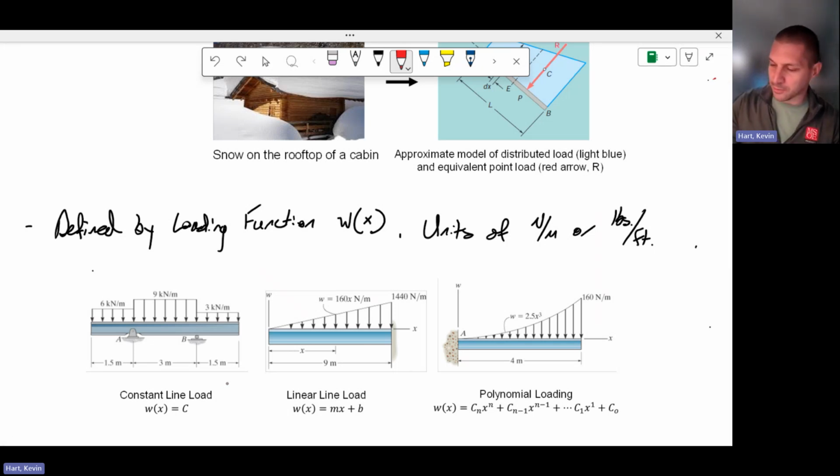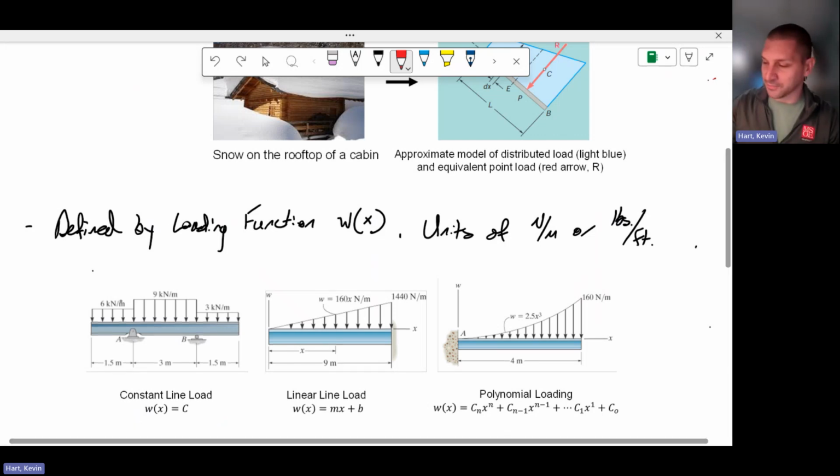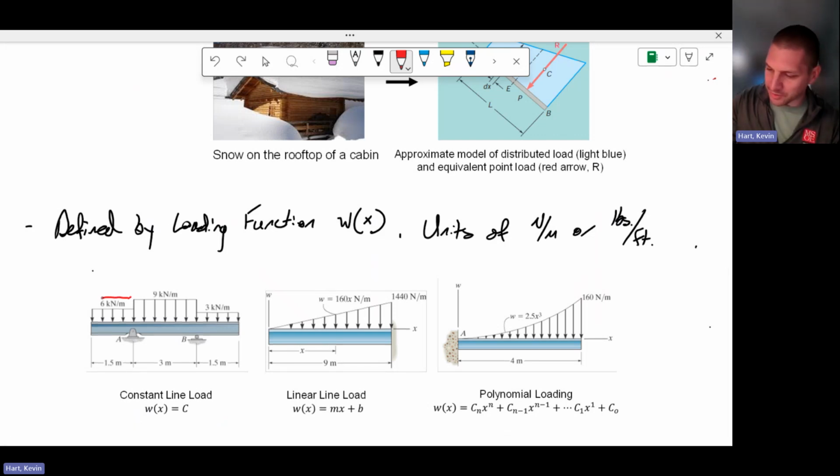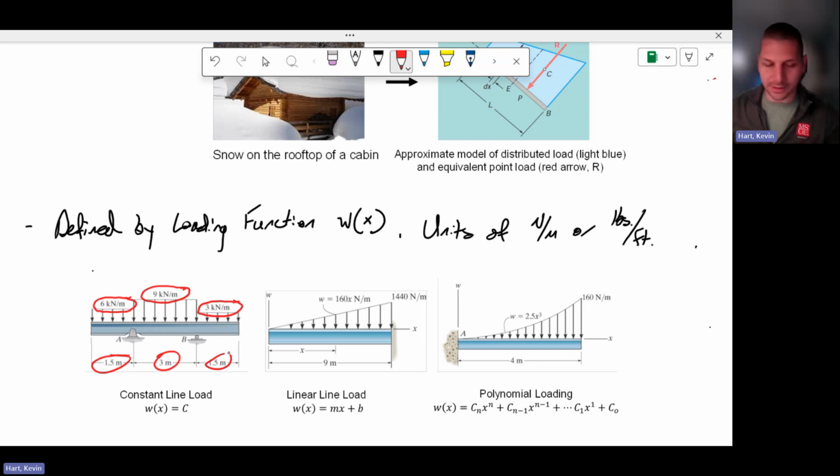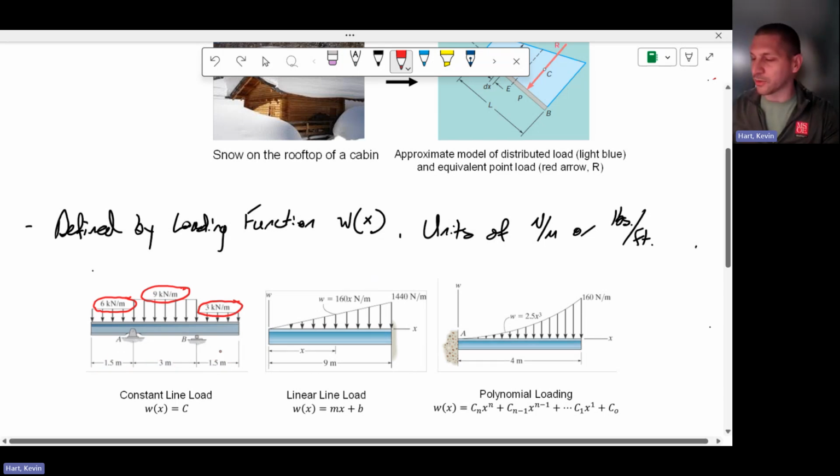The one that is probably most common is the constant line load, so the loading function w is just equal to a constant C. Here we see three examples of three separate line loads. This one is 6 kilonewtons per meter, this one here is 9 kilonewtons per meter, and this one here is 3 kilonewtons per meter. They're acting over various lengths: the first acting over 1.5 meters, the second over 3, and the last over 1.5 meters. Those are constant line loads.